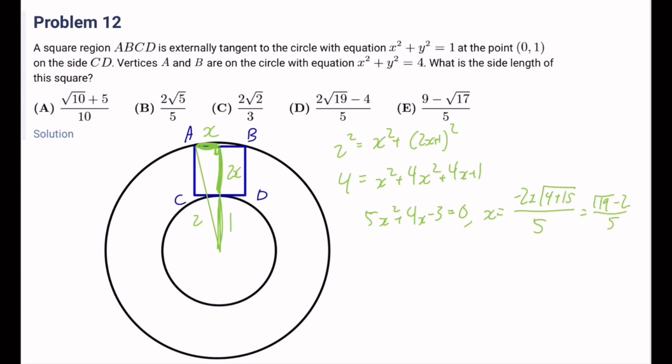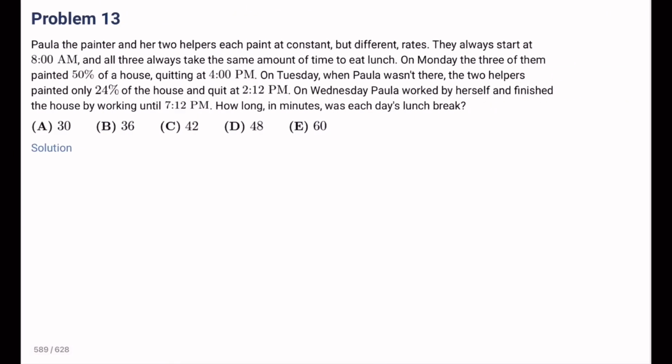The full side length is 2x, right? So 2x equals (2 root 19 minus 4) over 5. So this is our answer. It's D. Number 13, Paula the painter and her 2 helpers each paint at a constant but different rates.